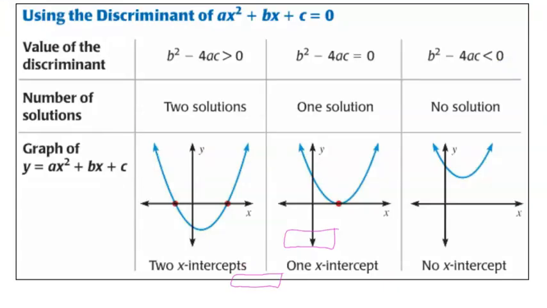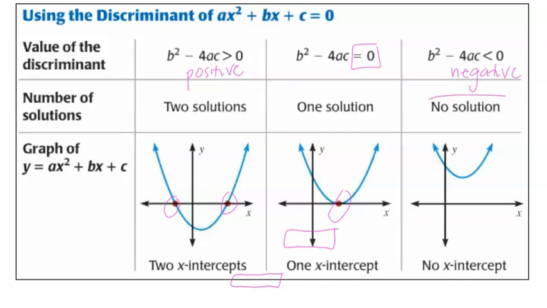So in the exploration, you found that if the value of the discriminant was greater than 0, so if b squared minus 4ac was a positive value, there were two solutions. It crosses the graph, the x-axis, 2 times. If there was one solution, so it equaled 0, that means it just crossed the x-axis 1 time. If b squared minus 4ac was less than 0, a negative value, then there was no solution.